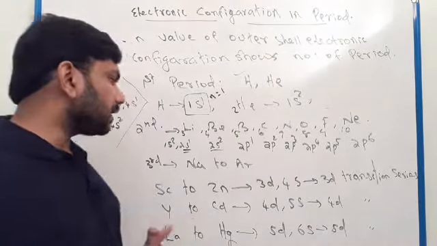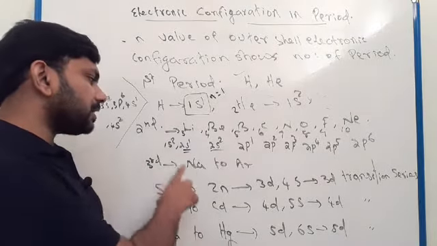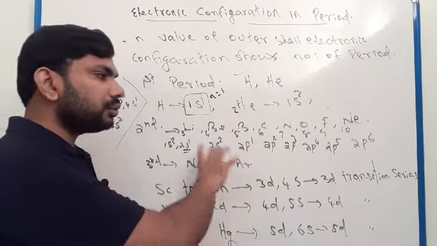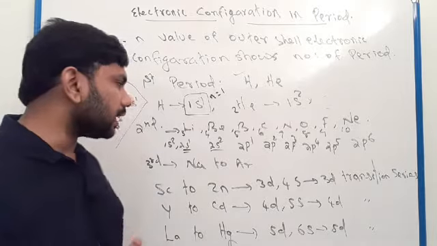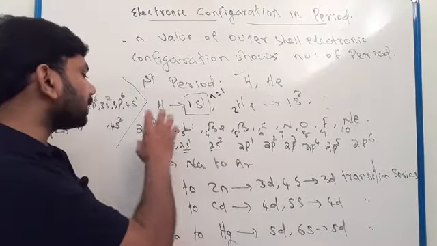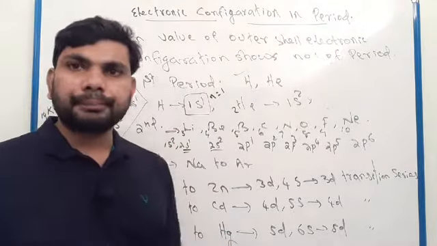Clearly, when you check the third period elements, starting from sodium to argon, you can check the outer shell electronic configuration and understand that all these elements are in the third period. Clear.